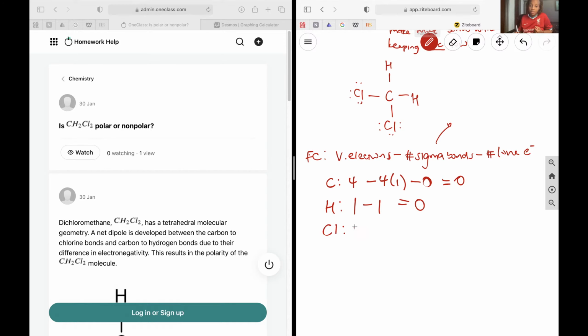And lastly, on the chlorine, I have 7 valence electrons minus, they both have 1 bond, so 1 electron contributed to the sigma bond with carbon, and they both have 6 lone electrons, giving me a formal charge of 0. So I can see that, first off, I would like to get the net formal charge to equal that of the molecule.